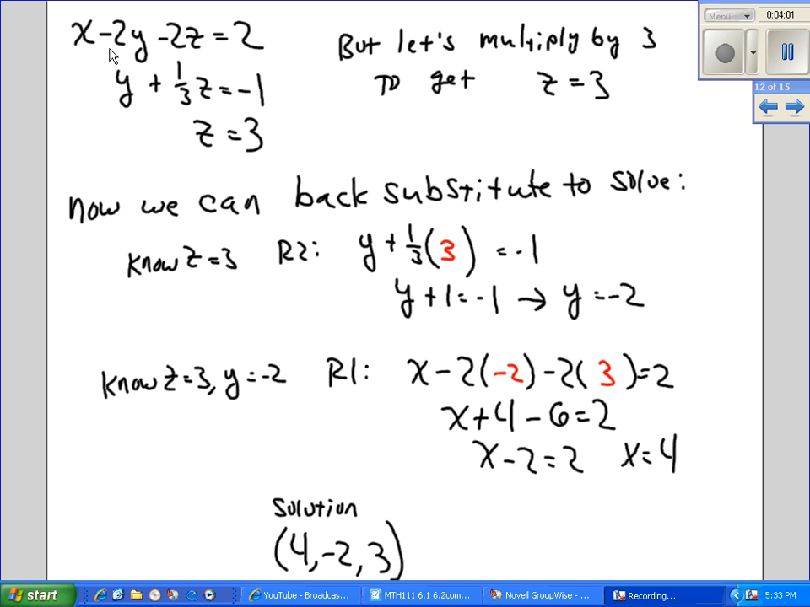So now I've got x and a bunch of stuff equals 2, y and some stuff equals negative 1, and z equals 3. So I know z equals 3. Now I can back substitute to solve.